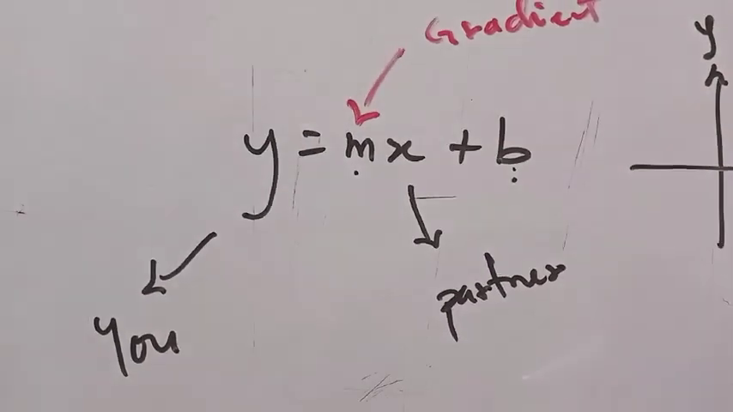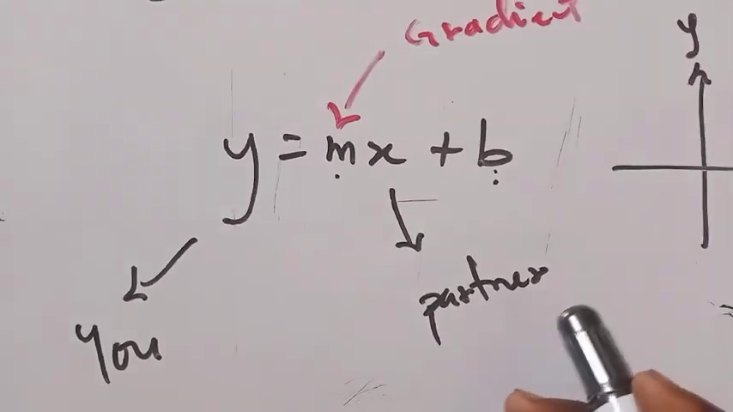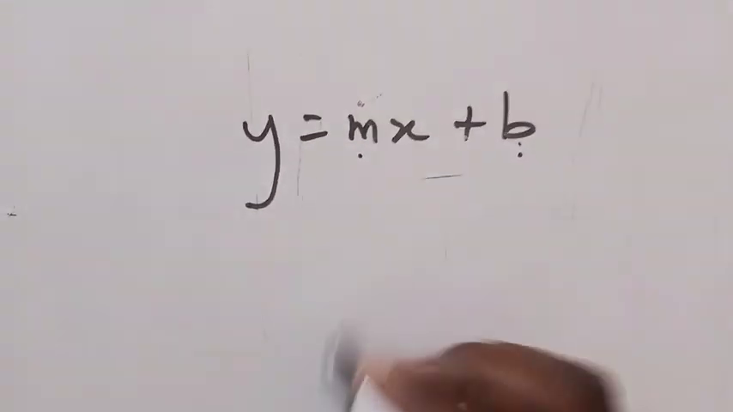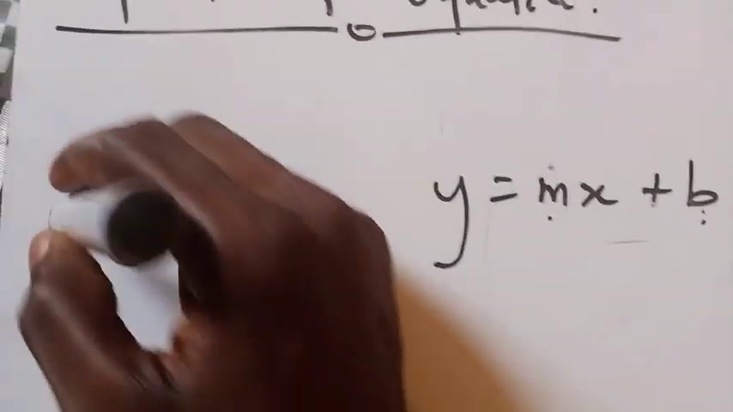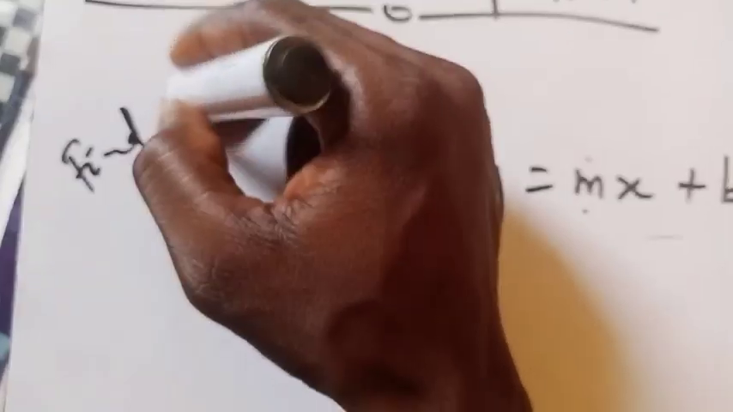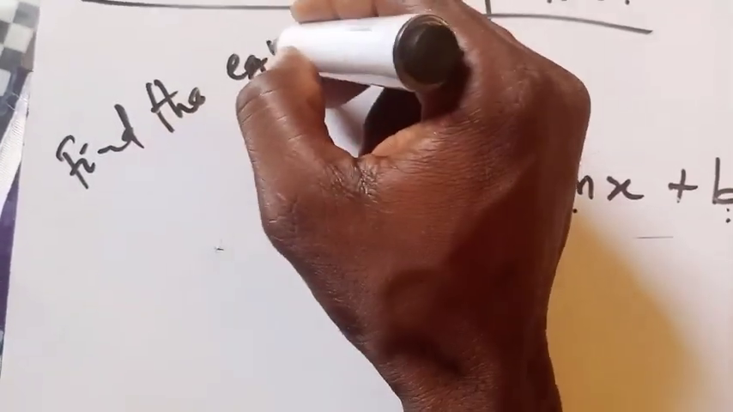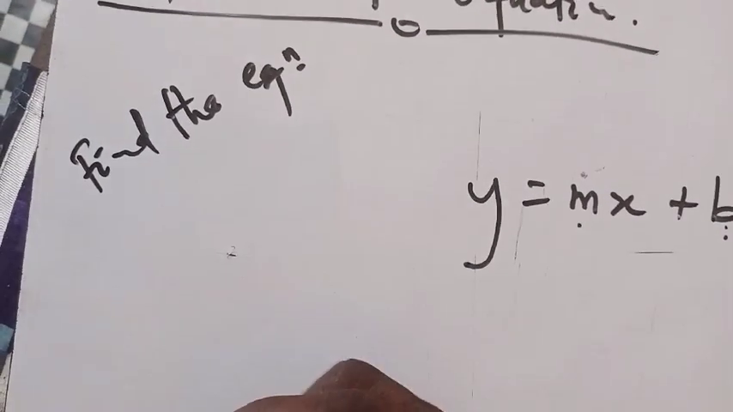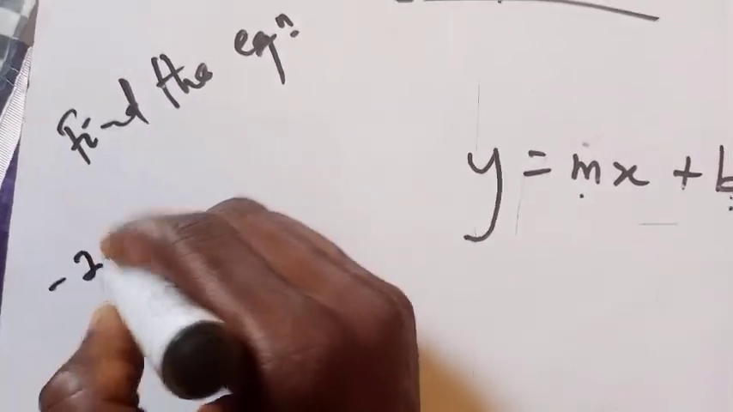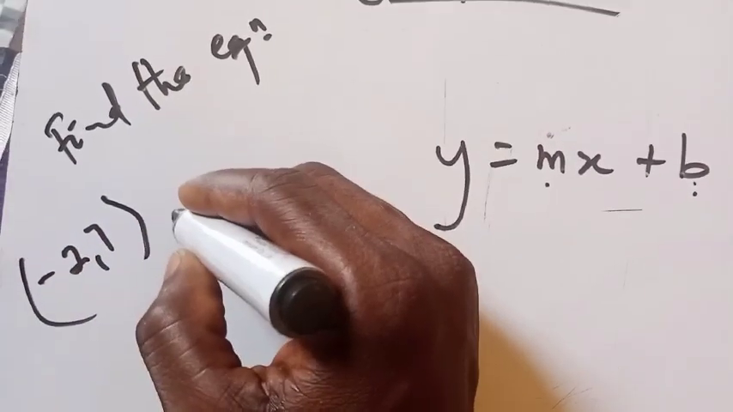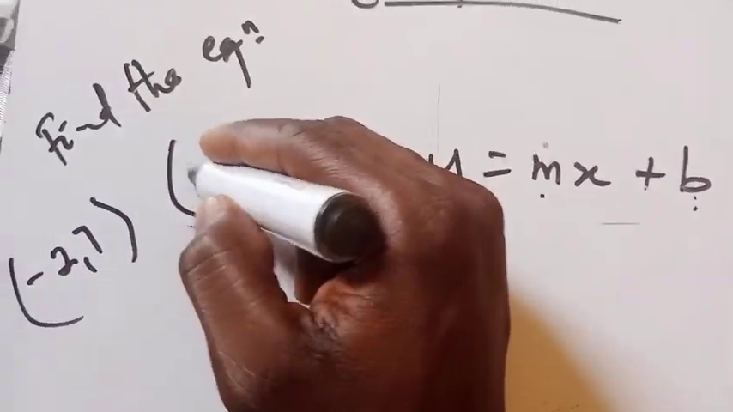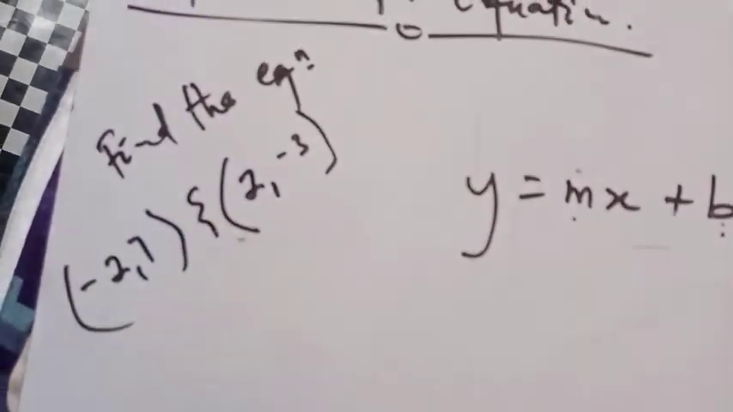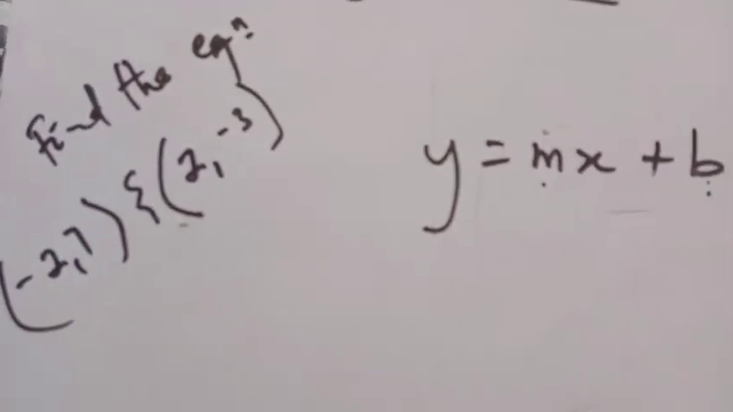So first of all, let's have a look at the first question. Now that we know that this is what we call the slope-intercept equation, we want to find the equation. The question says that you should find the equation of the line that passes through the points -2, 7, as well as 2, -3, right? So these are the two points that we are given. These are all the information that we have.